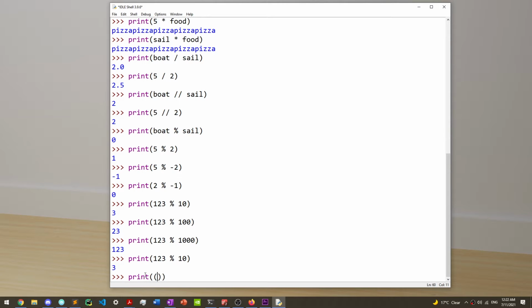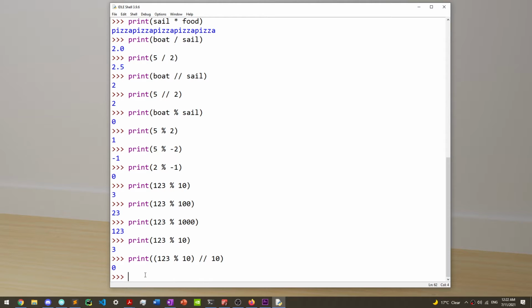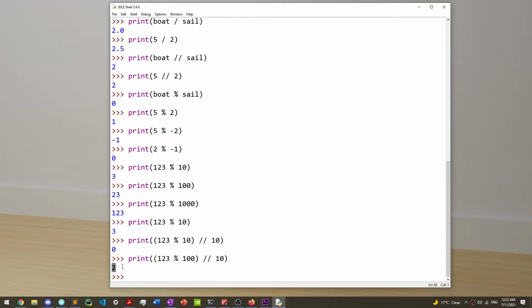So let's do that. 123 mod 10, and then rounded down, divided by 10. Now you can kind of see what happened here. We actually got a remainder of 0, and the reason is that I didn't mod it by 100. Okay, so we can get that, and we get the second digit.